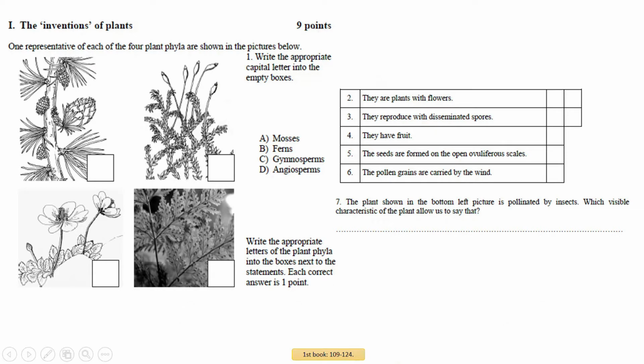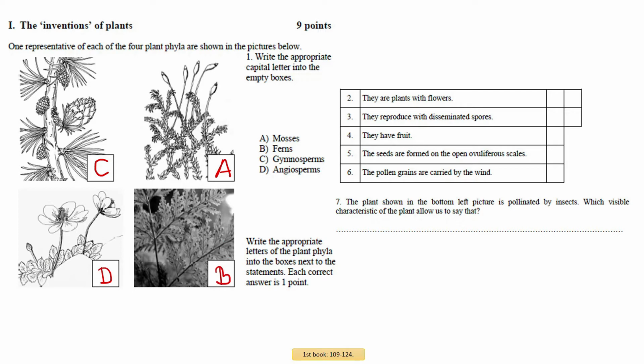One representative of each of the 4 plant phyla are shown in the pictures below. Write the appropriate capital letter into the empty boxes. We can agree that this is a kind of gift exercise. So, the first image is showing us a gymnosperm very clearly. You can see the cones here, needles, so it's easy to identify. The second picture is showing mosses, so A. The third one is an angiosperm plant, and the last one is a fern.